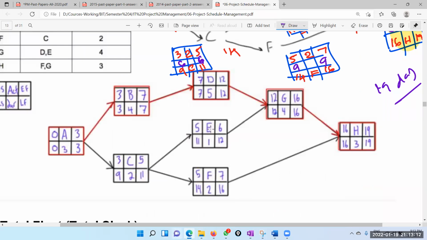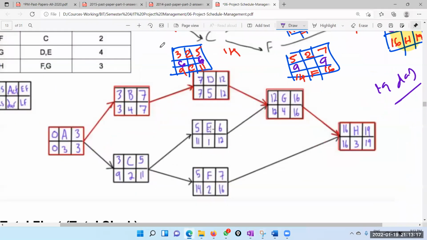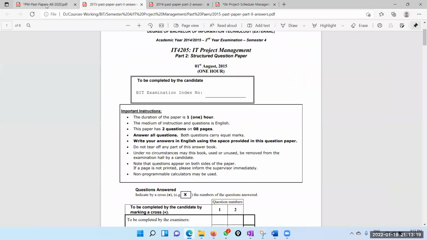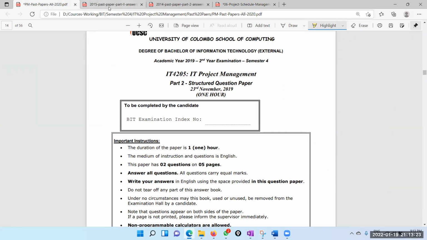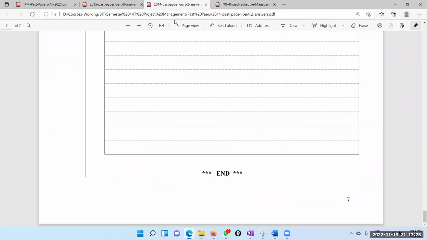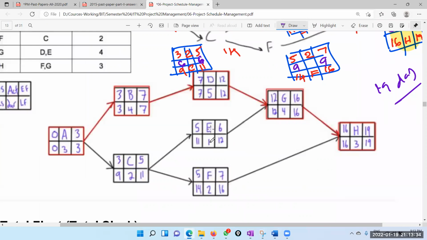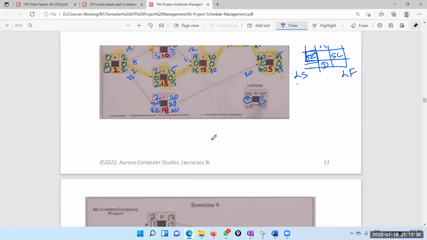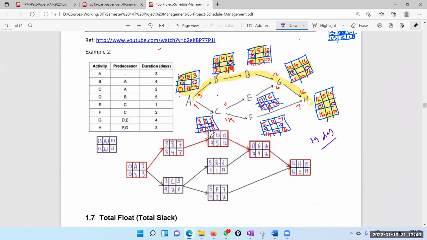Right, now let's finish our theory part. So let's get back to our note. Right, so now we are going to discuss few more things.